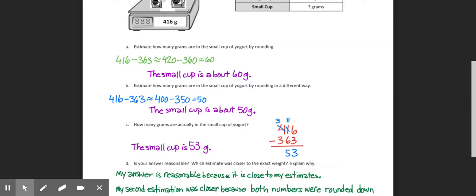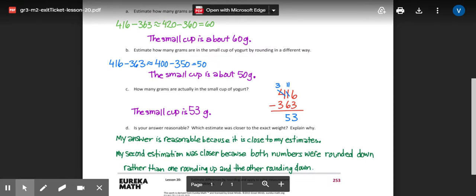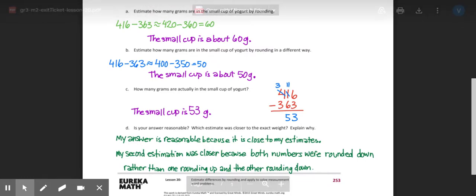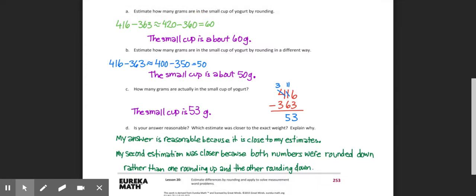Okay. Now C says actual. Remember, these are our words. Estimate means to round. It is not the exact, right? But when it says actually, that means you are going to subtract exactly. So here we go. 416 minus 363.